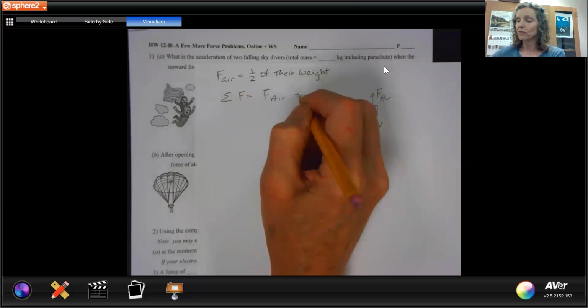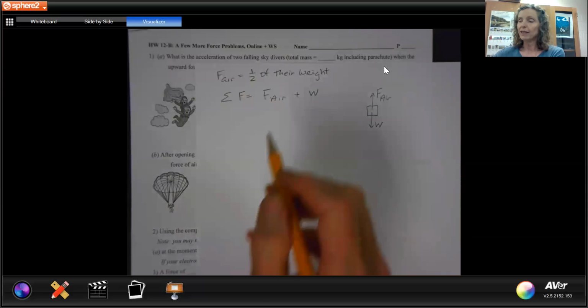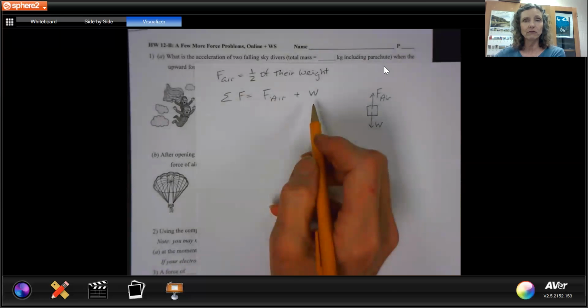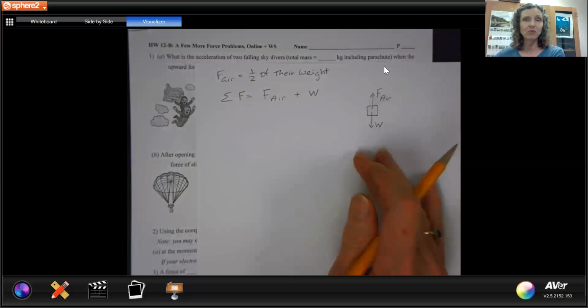So let's see, the sum of all forces will equal the force of the air up and the weight down. Now you have a choice. Which one do you want to be positive and which one do you want to be negative? There are good reasons to do it either way. Weight could be positive if you're following the Atwood convention and saying the direction of motion is going to be positive.